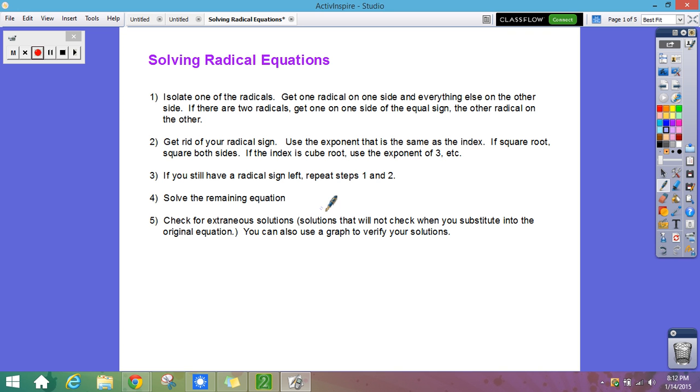If you still have a radical left, you're going to repeat steps 1 and 2. Most of our problems, we're not going to have a radical left, but we're going to then solve the remaining equation. Quite often, it's a linear equation that might be left, such as x minus 5 equals 10, and we're going to solve for x.